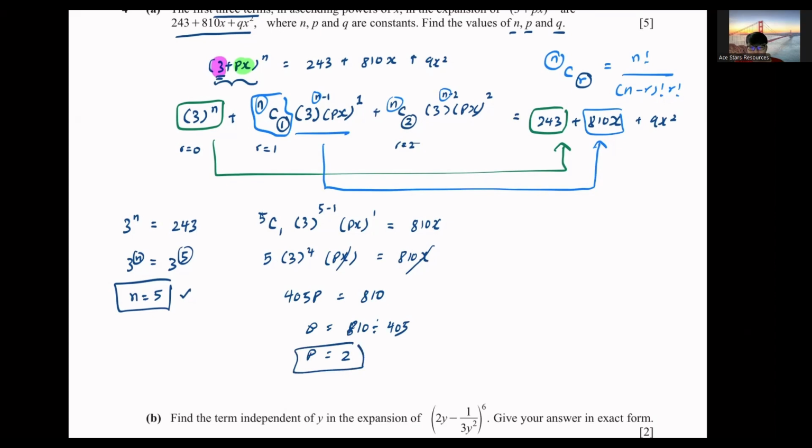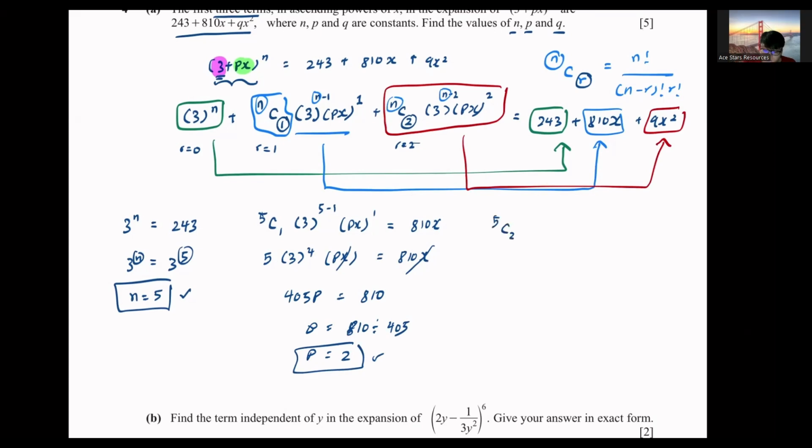So we have p. Okay, that makes things even easier. Now we have n and we have p, so all we are required to find is q. Technically you have to compare the third term with the third term, right? So that's reasonable.